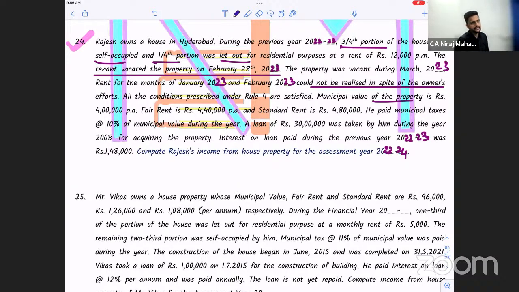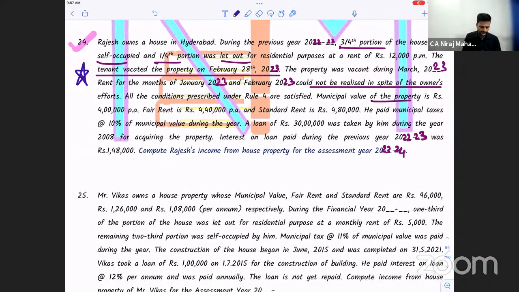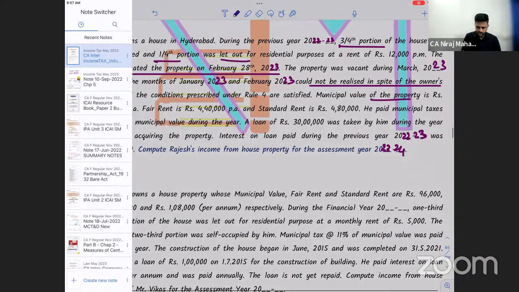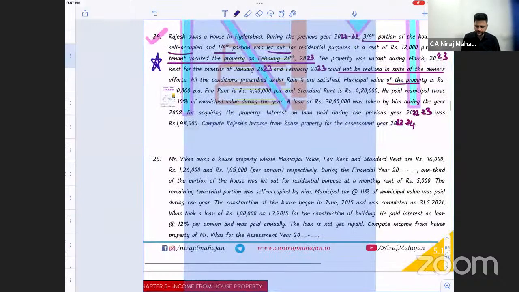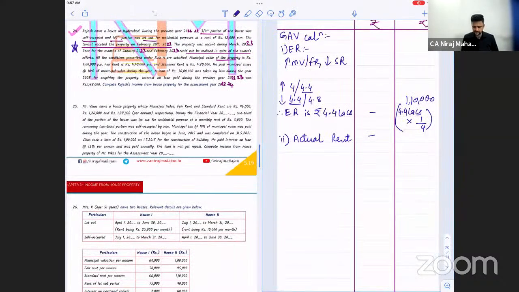This was a very important case, or a good case. You can give a little star mark here. One star mark is okay for this question. There are not two but three cases: part self-occupied, part let out, you have unrealized rent, and you have vacancy loss. We'll take the calculation first for the entire year, and then we'll keep on reducing. Write down: 12,000 into 12 months, 144. So first figure.